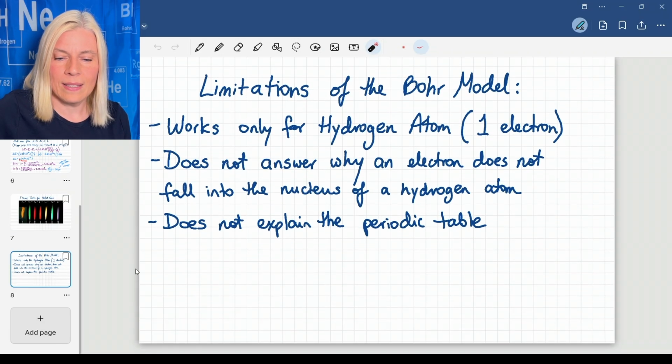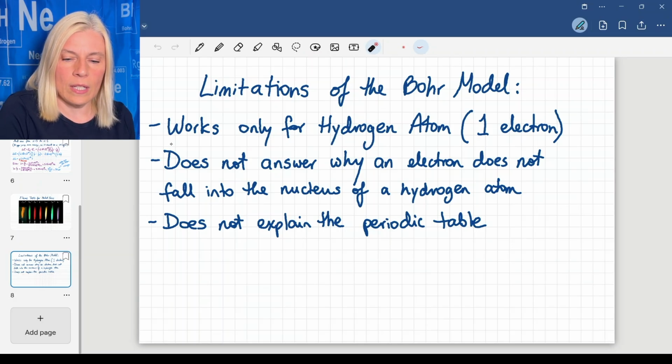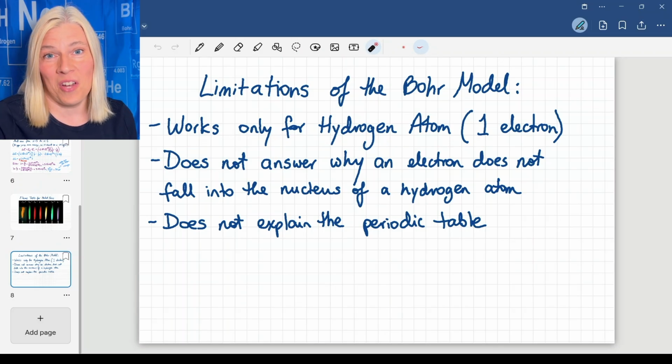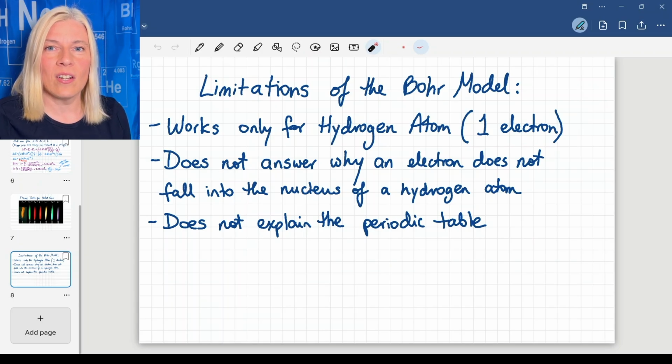Okay, but there were limitations to the Bohr model. Now, here are the limitations. It works only for hydrogen atom. It still works today for hydrogen atom. So don't tell me that Bohr model is all wrong. It still does a great job for hydrogen atom, even today. Well, what's special about hydrogen atom? It has only one electron. So the moment you add more electrons, remember electrons, same charge, repel one another, Bohr model falls apart a little bit.